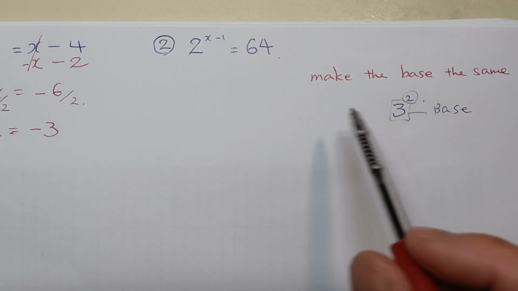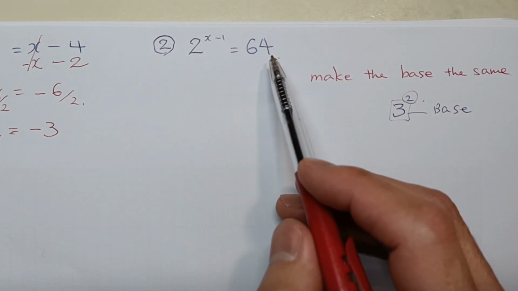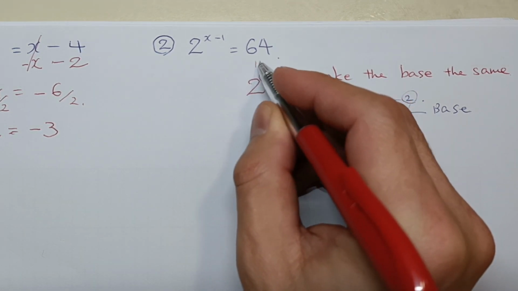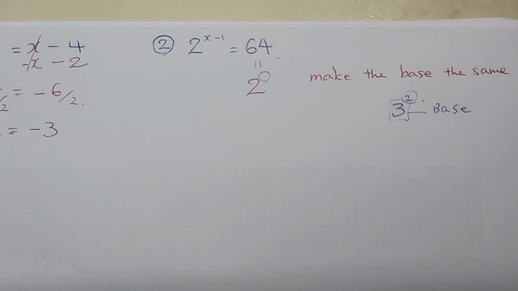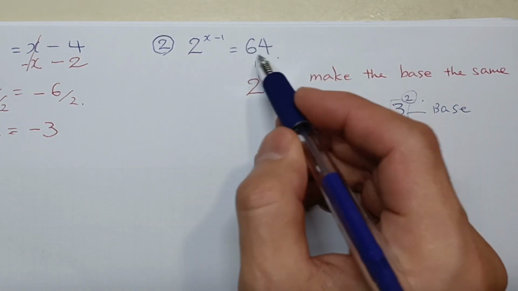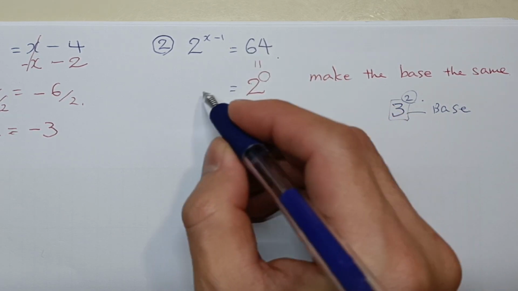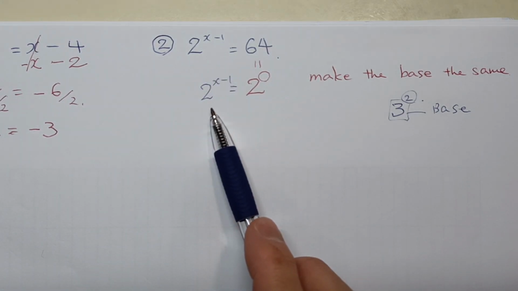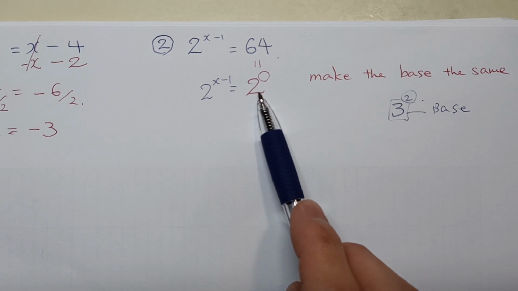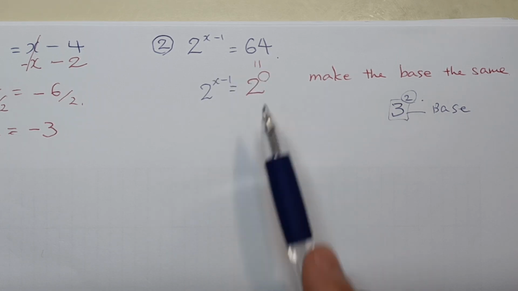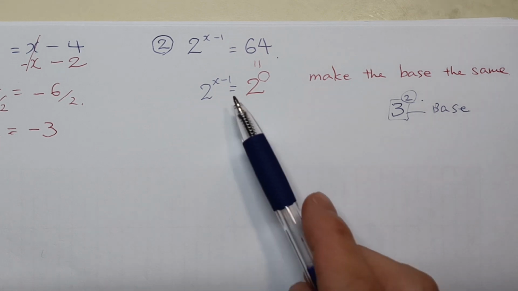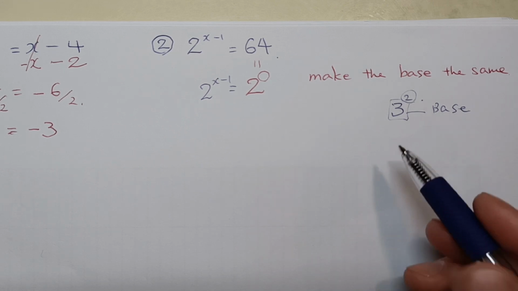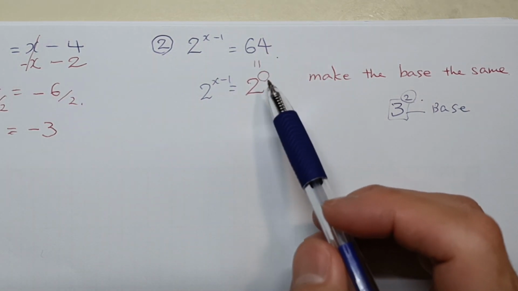So we try to make this number into the form of 2 to the power of something, right? If you can transform this number into this form, and the left side stays the same, which means this part is the same, then this part and this part must be the same. Then you can create the linear equation. Okay, so how can you make this one into this one?